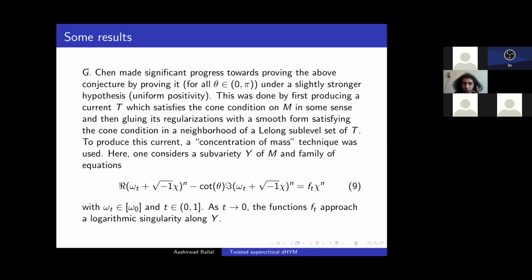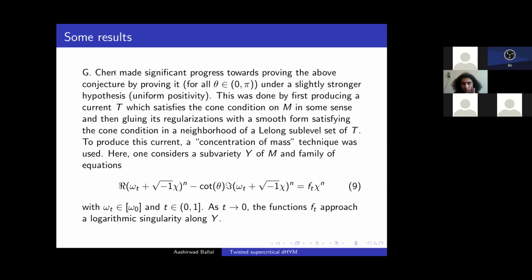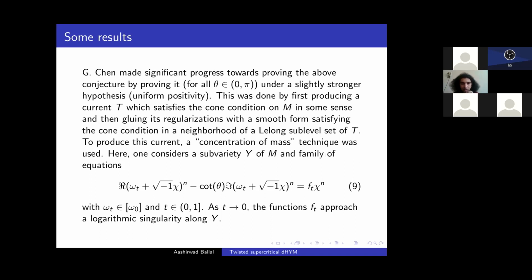Yeah. So now a major advancement towards this result was made by Gao Chen, where he showed that if you replace the zero by some epsilon times the integral of chi raised to k, the so-called uniform positivity condition, then that condition is equivalent to the existence of a solution.